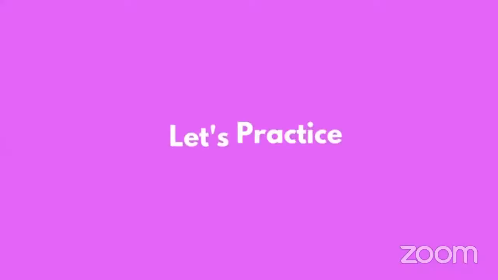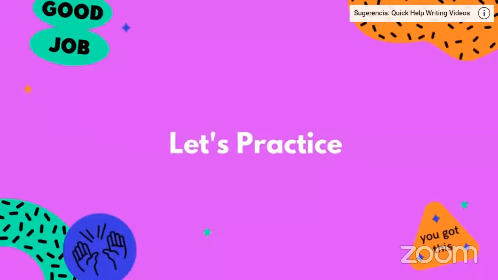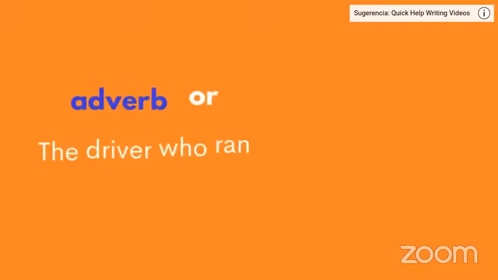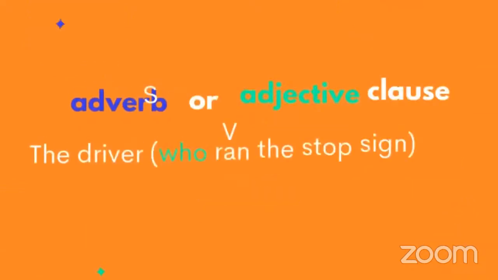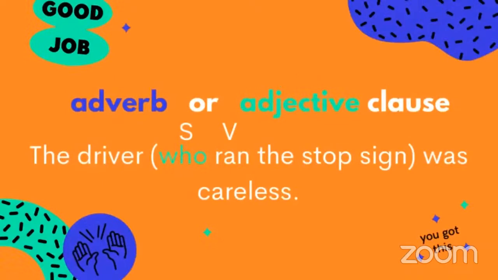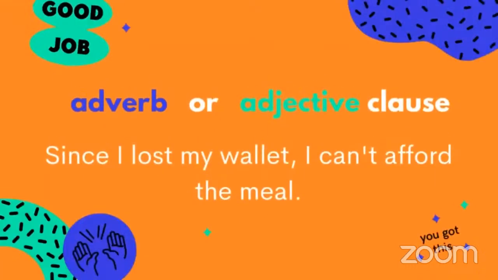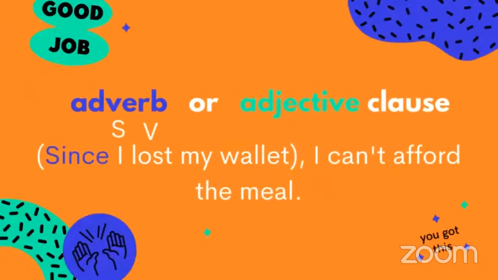Now let's practice finding adverb and adjective clauses in sentences. Do you see the adverb clause or the adjective clause in the sentence below? The relative pronoun is who, and the clause is who ran the stop sign, so we have an adjective clause. Do you see the adverb or adjective clause in the sentence below? Since is a subordinating conjunction, and the clause is since I lost my wallet. So we have an adverb clause here.